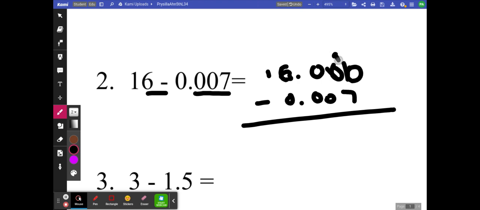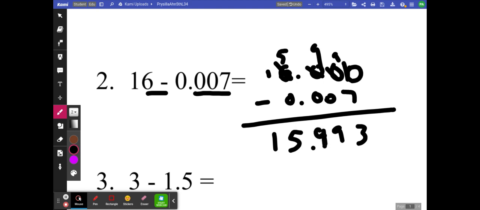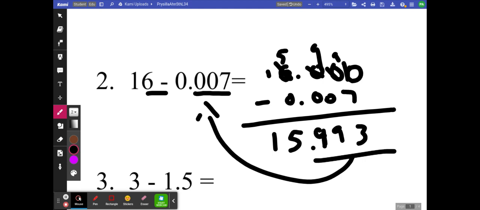So carry the 1, 9, 3. And then you end up with, once again, the 3 decimal places like I just said. And then your answer is 15.993.